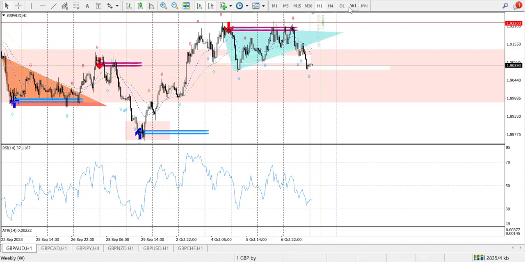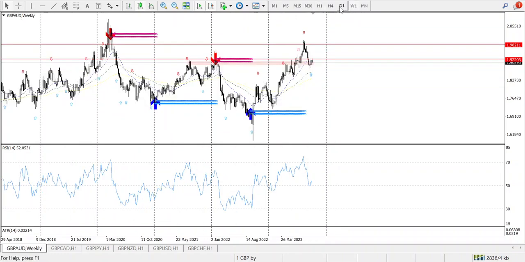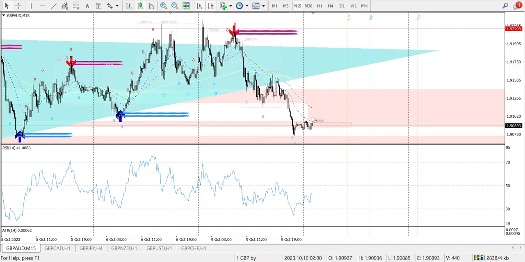Okay, now coming to part two. Currently the Tokyo session has started. You can see I have some settings in my MT4 account. If you want all these settings, I can share them with you. I did a lot of trials.